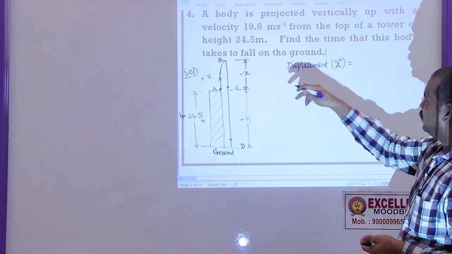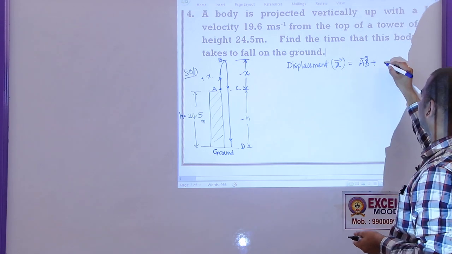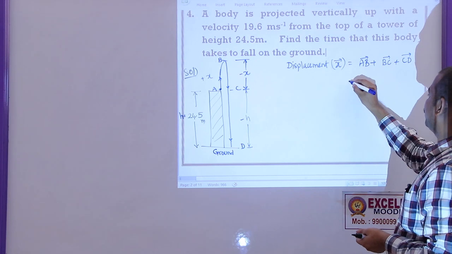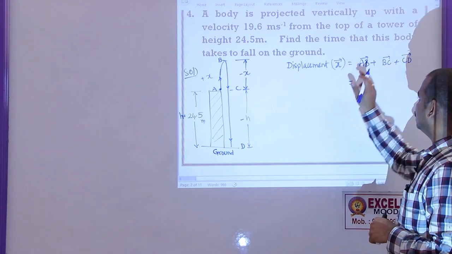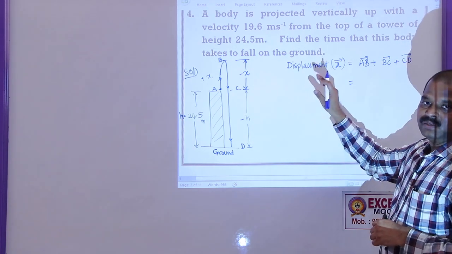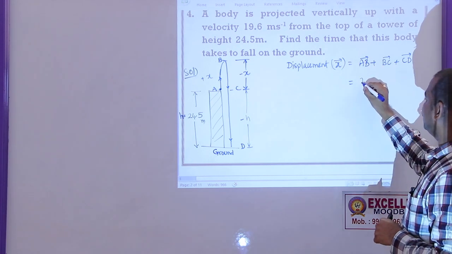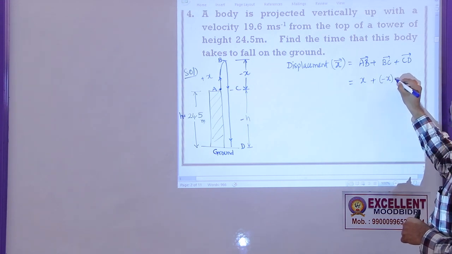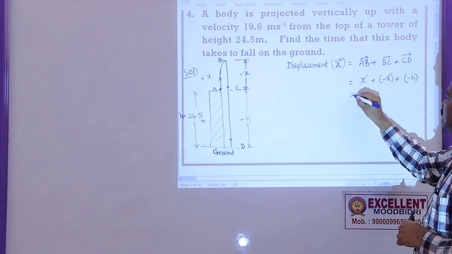So, you have to add all these: a b vector plus b c vector, another vector, c d vector. While calculating the distance, signs are not required, but while adding these displacements, we need to substitute the sign. So, what is a b value? X. What is b c value? Minus x. What is c d value? Minus h. These two get cancelled.